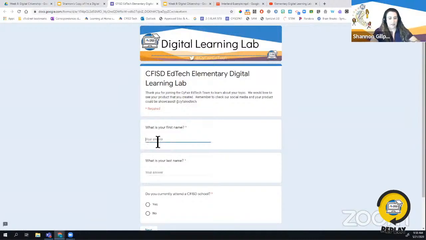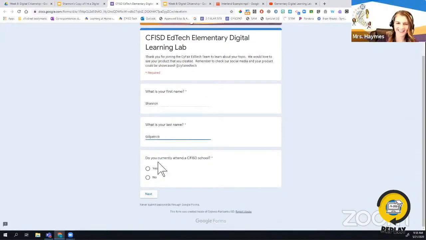So you're gonna type in your first and last name. Just your first name, Ms. Gilpatrick, not your last name. No, I'm just kidding. I know. Just totally kidding. This is just within the school district. So that's a good thing though, because it's just within our school district. So it's safe to share that information.